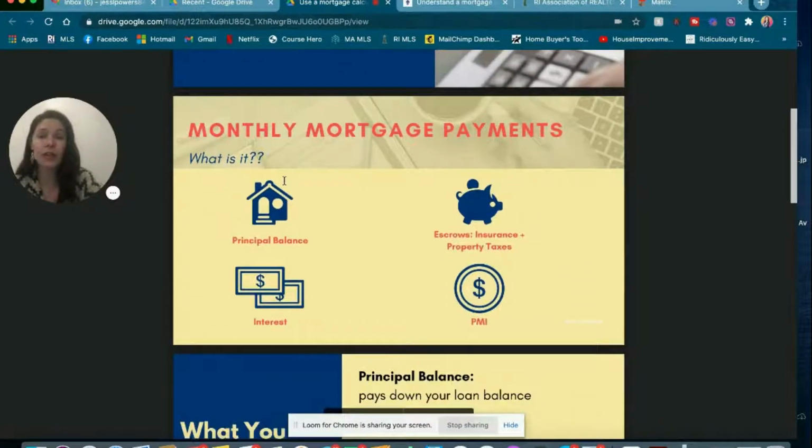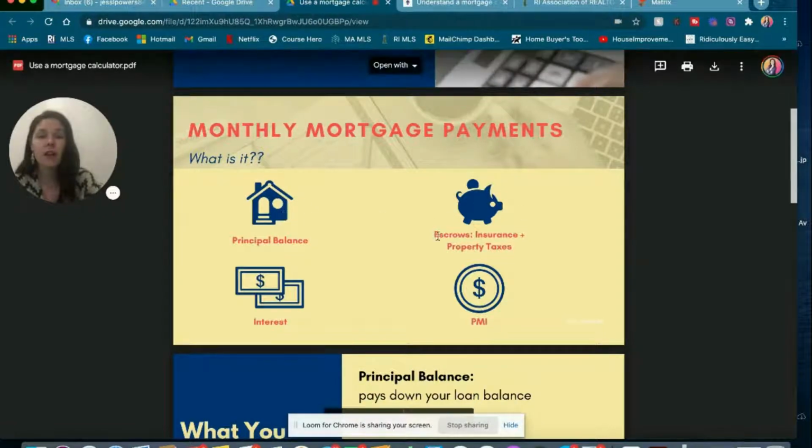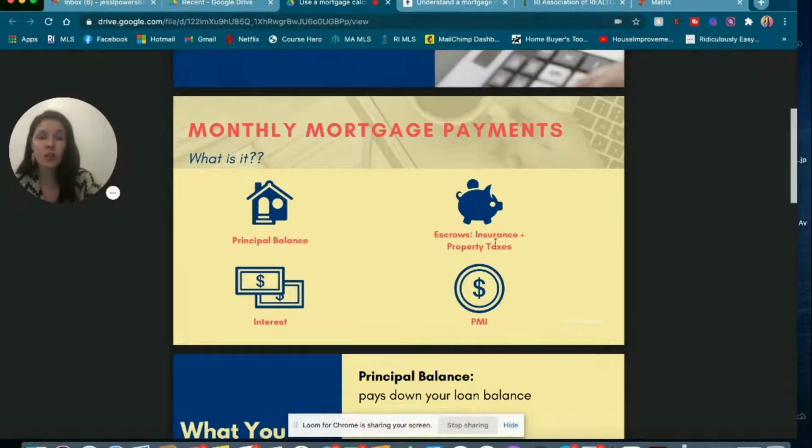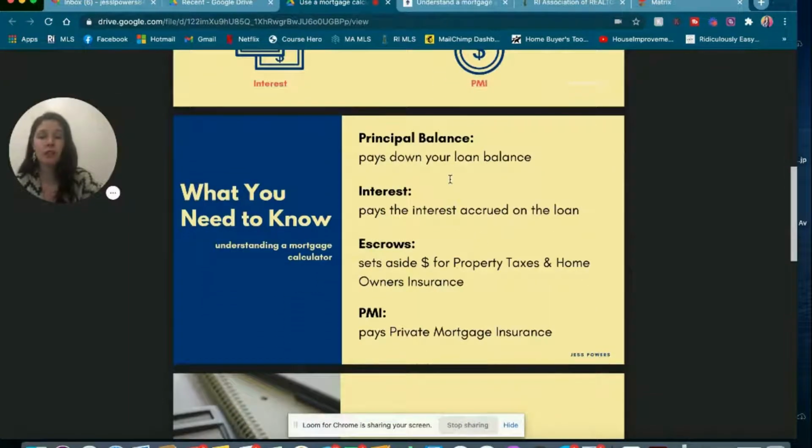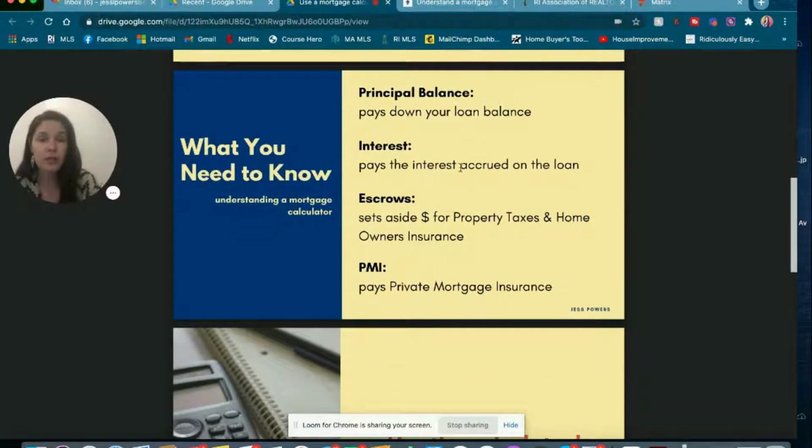So your monthly mortgage, let's talk about what the whole payment is. So first up, it's your principal balance, your escrows, which is your insurance and your property taxes, interest, and PMI. So diving a little bit deeper. So the principal balance, that portion of your payment pays down your loan balance. Interest, that pays the interest that's accrued on that loan.